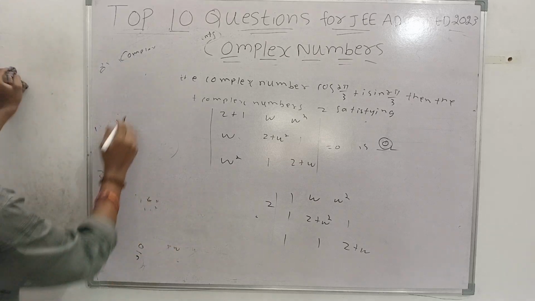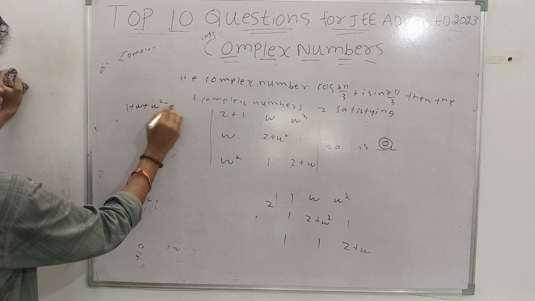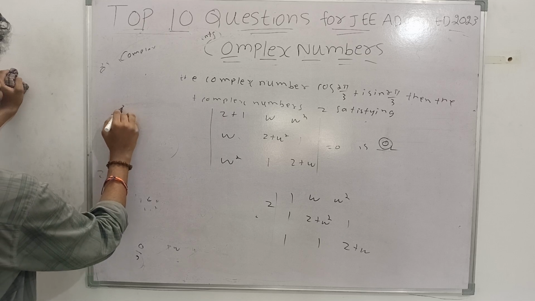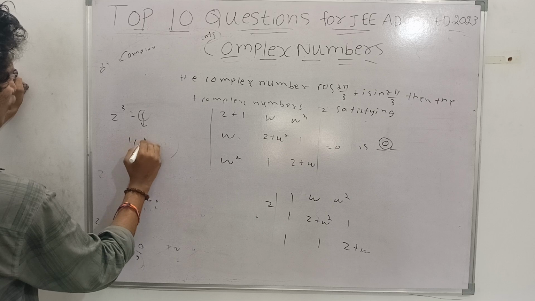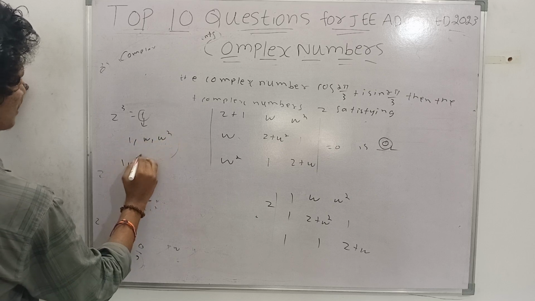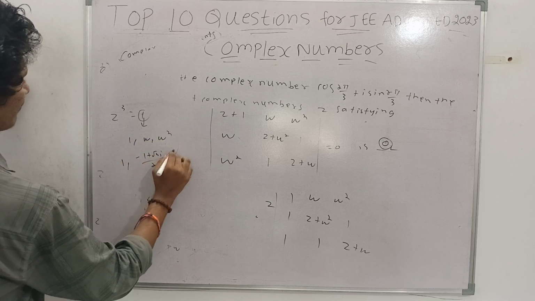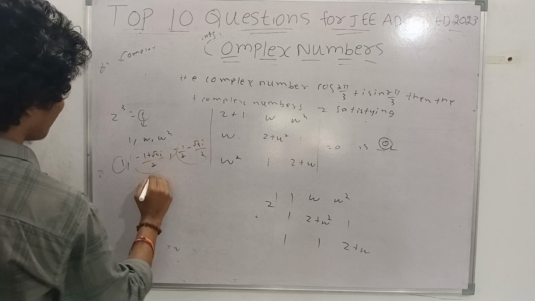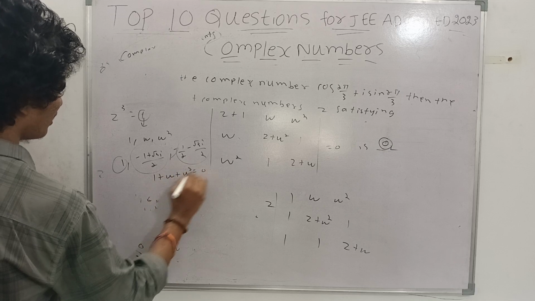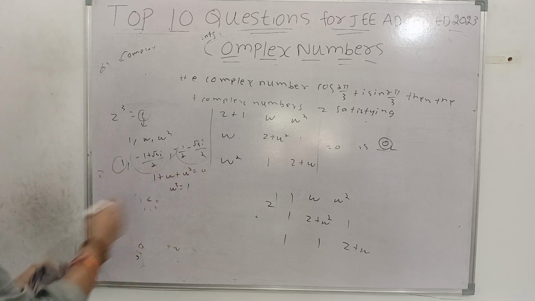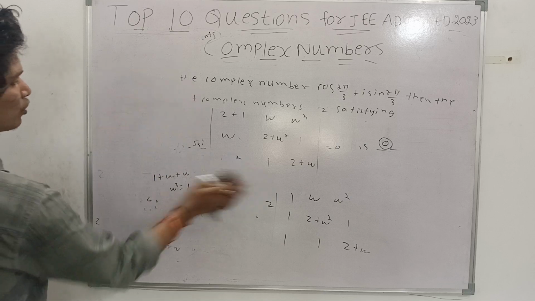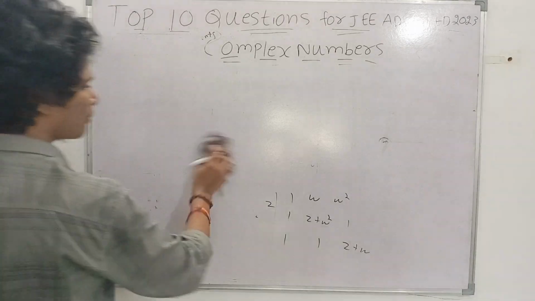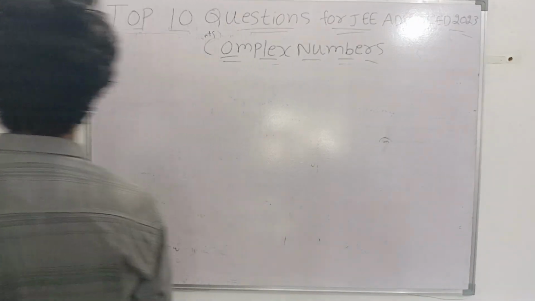You have to know only one thing: 1 plus omega plus omega square equal to 0. And before this, there is another thing: z cube equal to 1, cube roots of unity. What are the values? 1, omega, omega square. The omega value is minus 1 plus root 3 i by 2. Here it will be minus 1 by 2 minus root 3 i by 2. These things you have to know. And 1 plus omega plus omega square equal to 0 and omega cube equal to 1. If you know these things, you can solve this question. And also you have to know some properties of determinants. Without applying the determinant properties also you can solve, but it is time consuming.